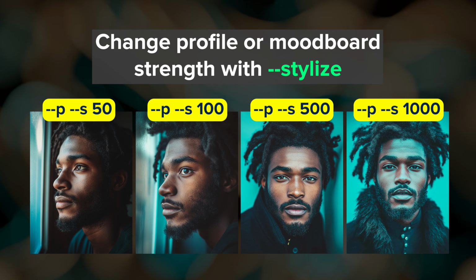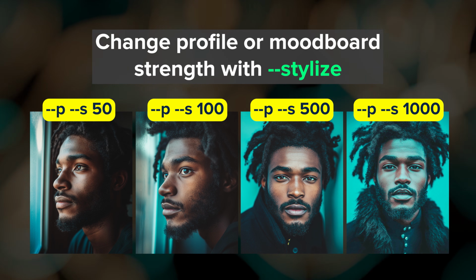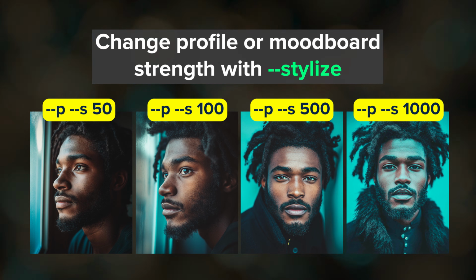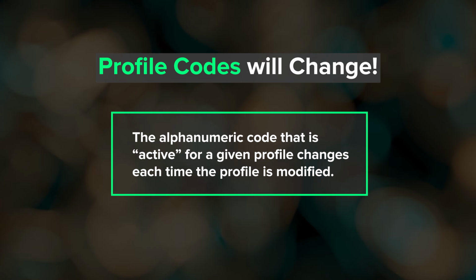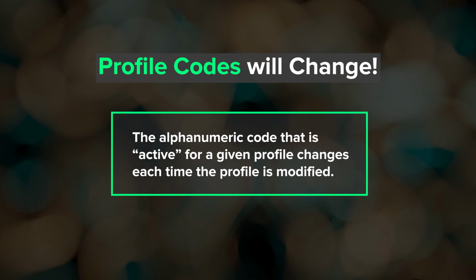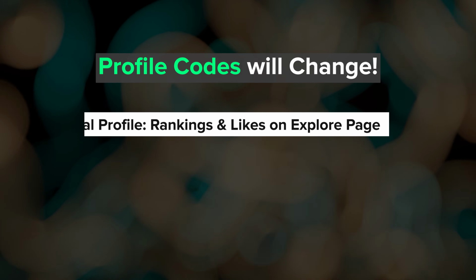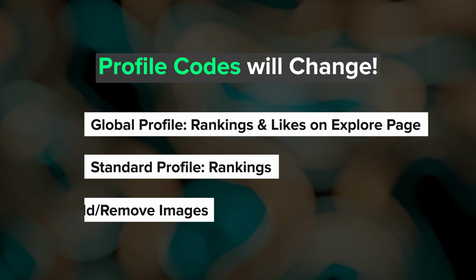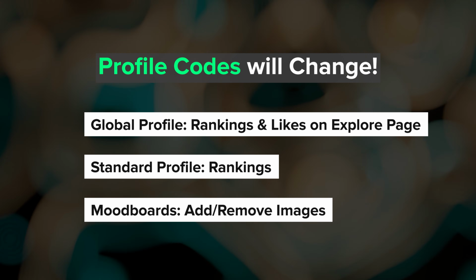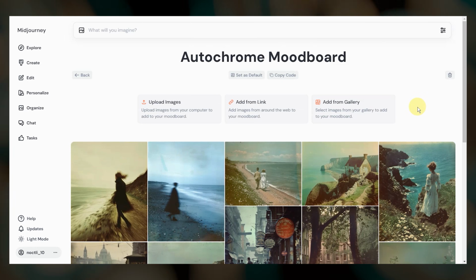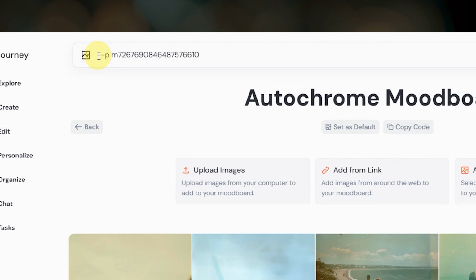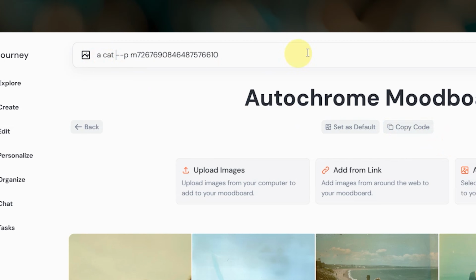First, use the Stylize parameter to increase or decrease the strength of a personalization profile or mood board. Stylize takes values from 0 to 1000. Next, it's important to remember that your personalization profile and mood board codes are changeable. Codes for global and standard profiles will change as you rank more images. For mood boards, the code will change as you add or remove images. So if you make changes to a mood board, be sure to click Copy Code to start using the most up-to-date version of that profile.